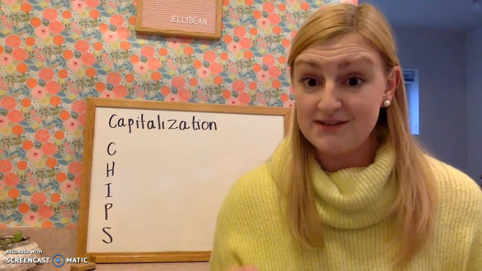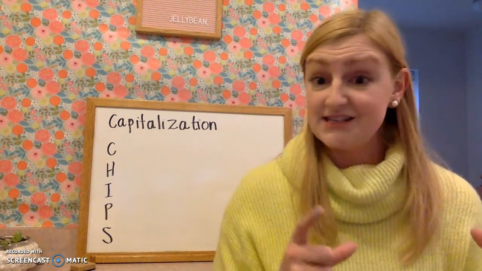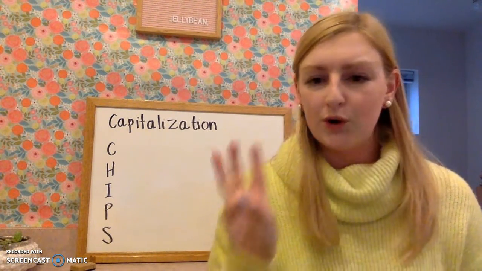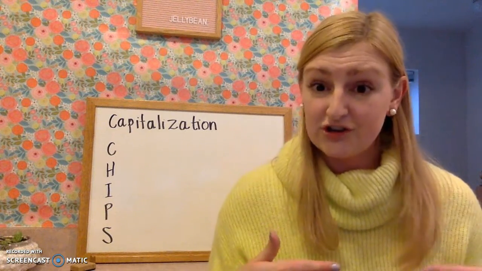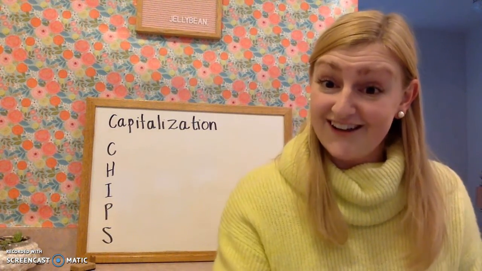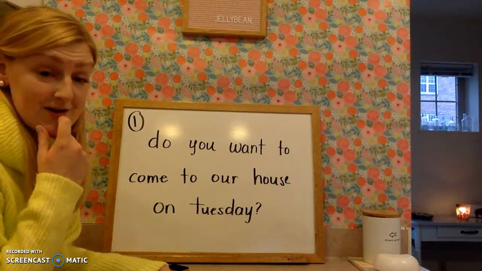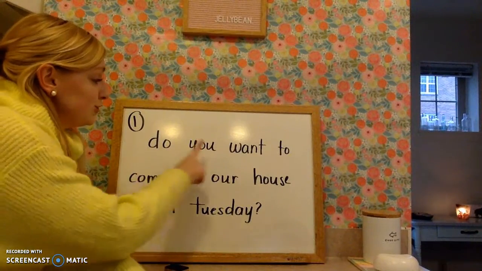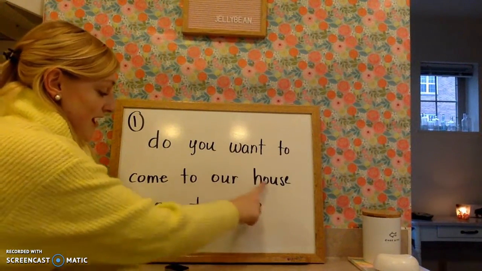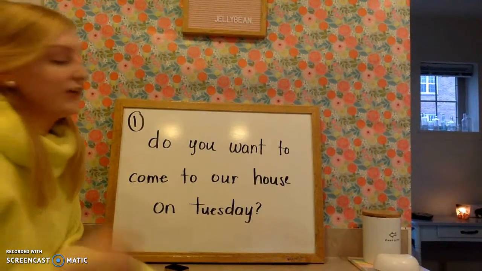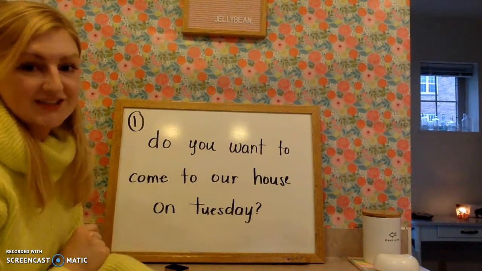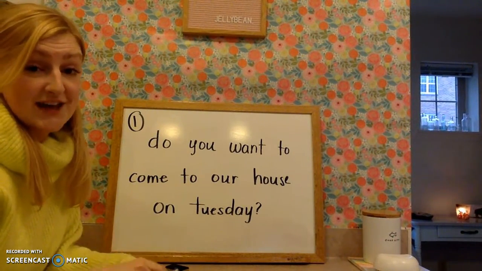So right now, Miss Cummings is going to give you some sentences that we're going to go over. We're going to go over the first 3 together, and then there's 2 more on your worksheet that you are going to try and let an adult in your house check it over and see how you did. All right? Okay, so taking a look at number 1, it says, do you want to come to our house on Tuesday? Now that sentence, if we take a look at it, is all lowercase. There is not one uppercase letter.